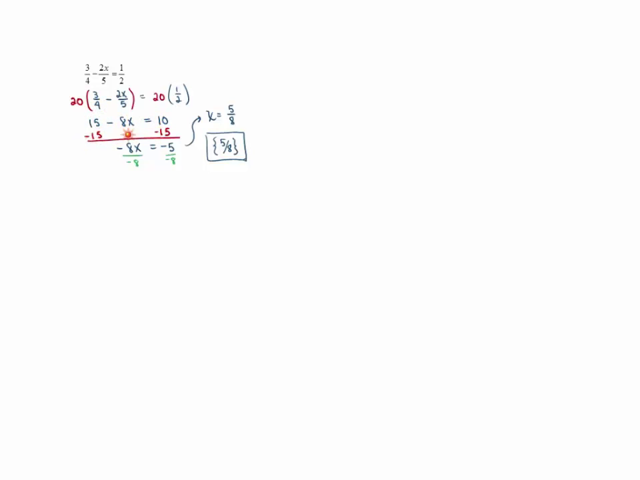We can subtract 15 from both sides of the equation. We get minus 8x is equal to 10 minus 15, which is minus 5. Divide both sides by the coefficient of x, which is negative 8. So it would be negative 5 over negative 8, or 5 over 8. And that is the solution.